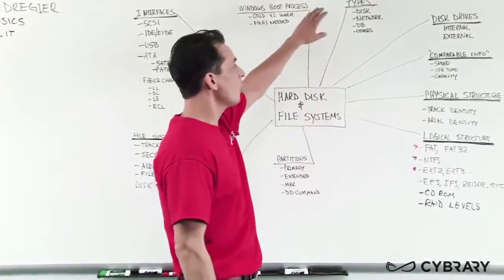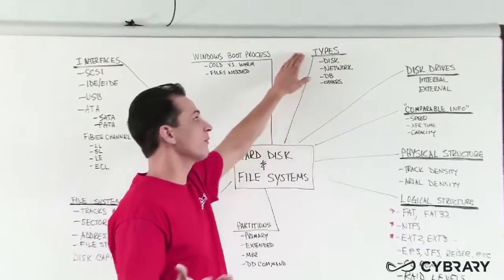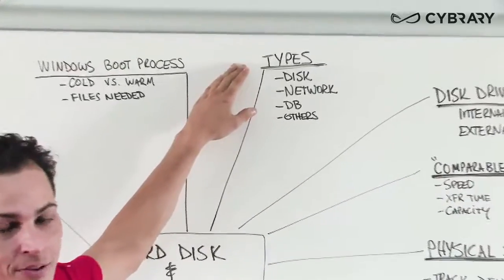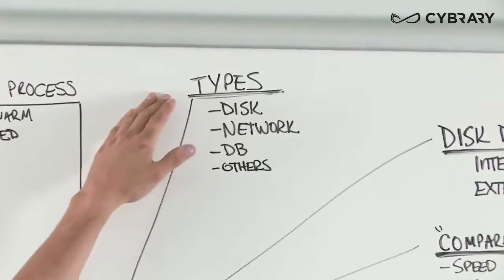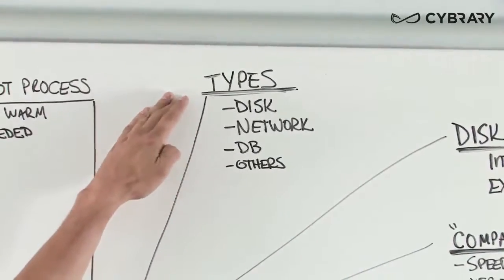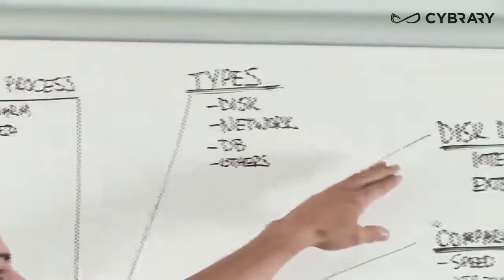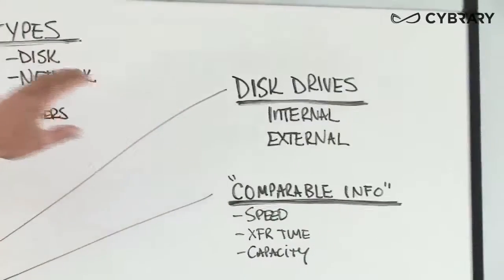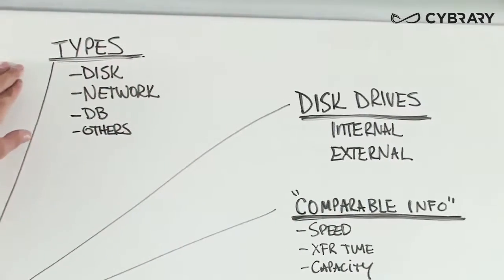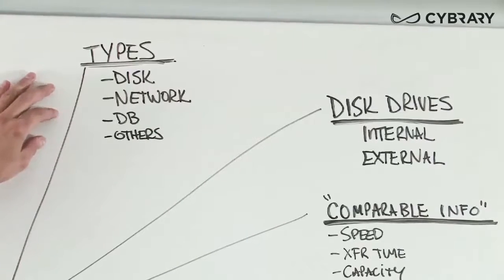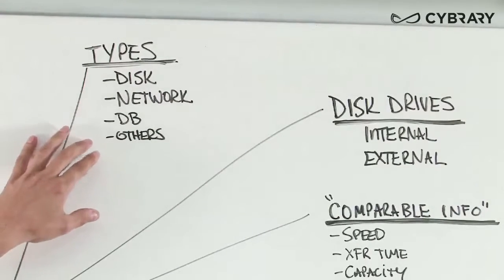So, some basic types of file systems and hard drives. We have the classic disk type file system, which is the things that we put in our computers. Everybody kind of knows that one, pretty self-explanatory. They have basically two types, internal and external, but there are other types as well. You have networking file systems, you have database file systems, and countless others that we're going to get into and talk about.